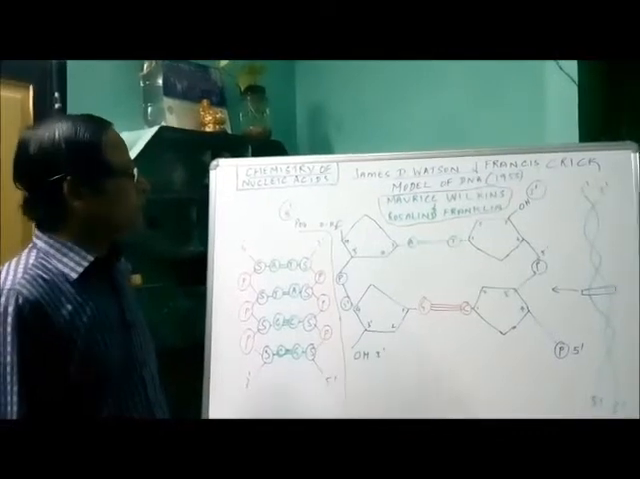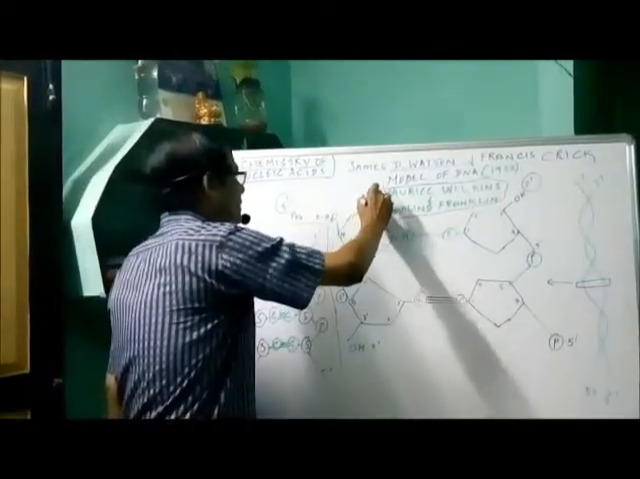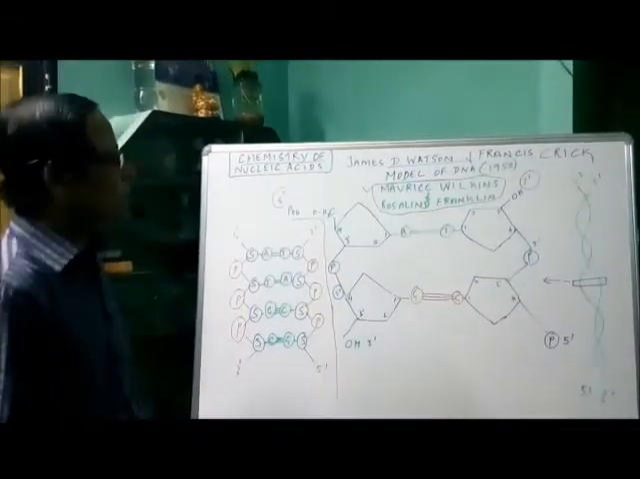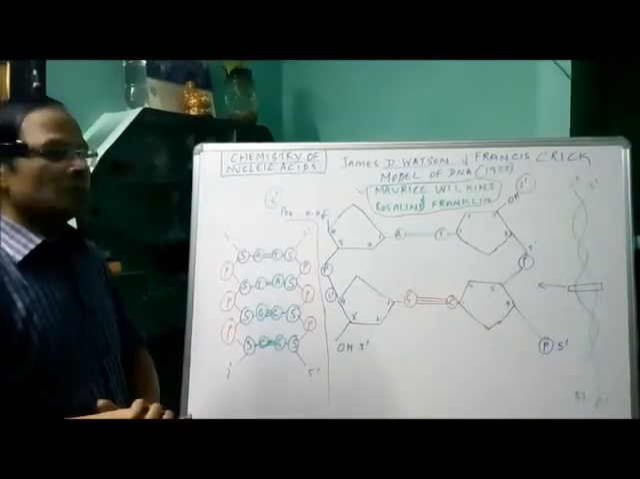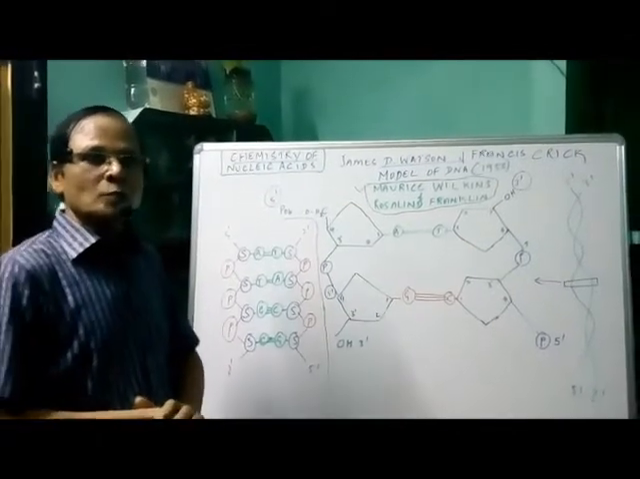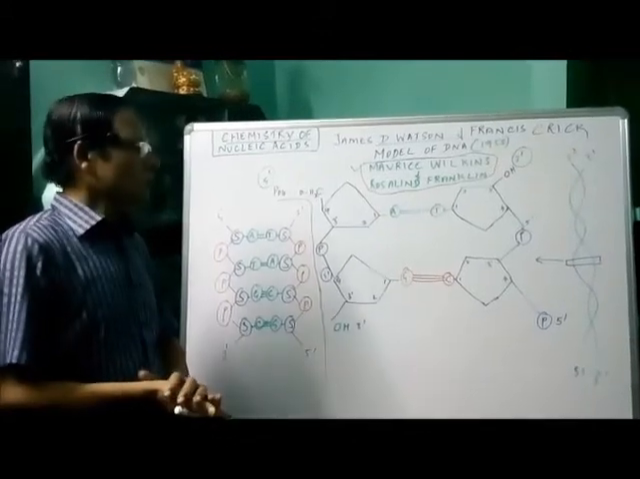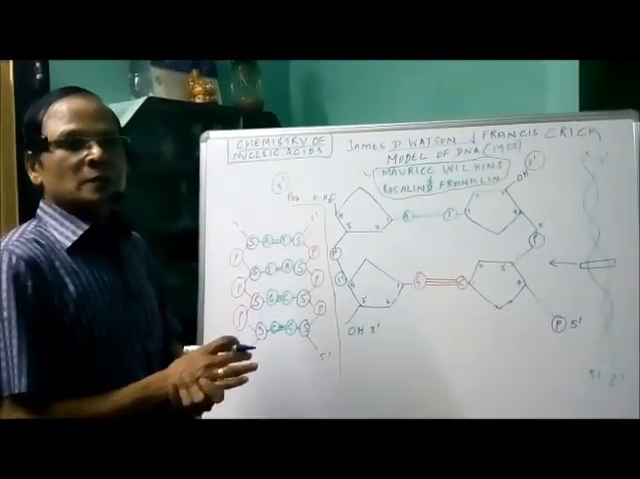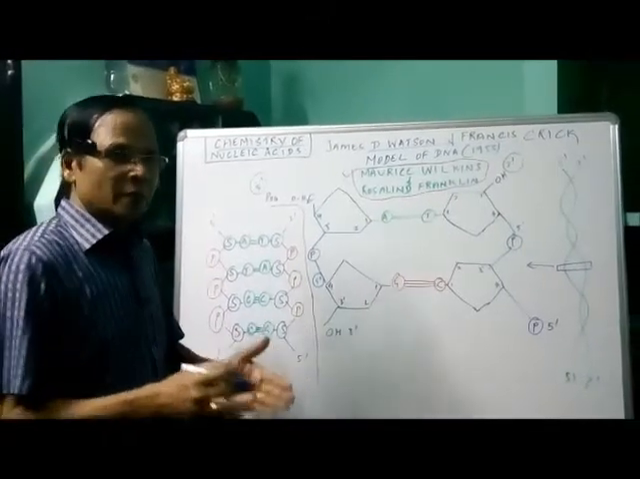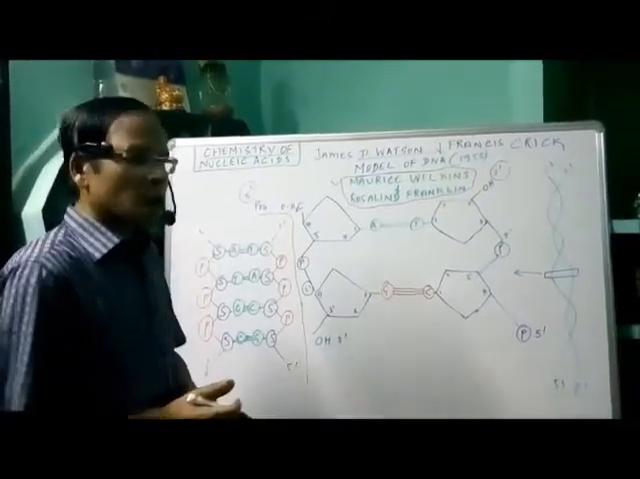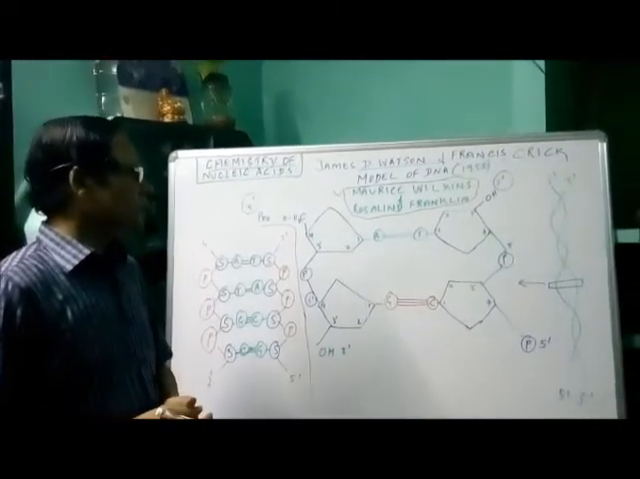Based on the X-ray diffraction study of Maurice Wilkins and Rosalind Franklin in 1952, James D. Watson and Francis Crick proposed the molecular model of DNA, the double helical model of DNA. We have already seen that DNA is a double helix with two strands which are anti-parallel, running in opposite directions. Now see here.